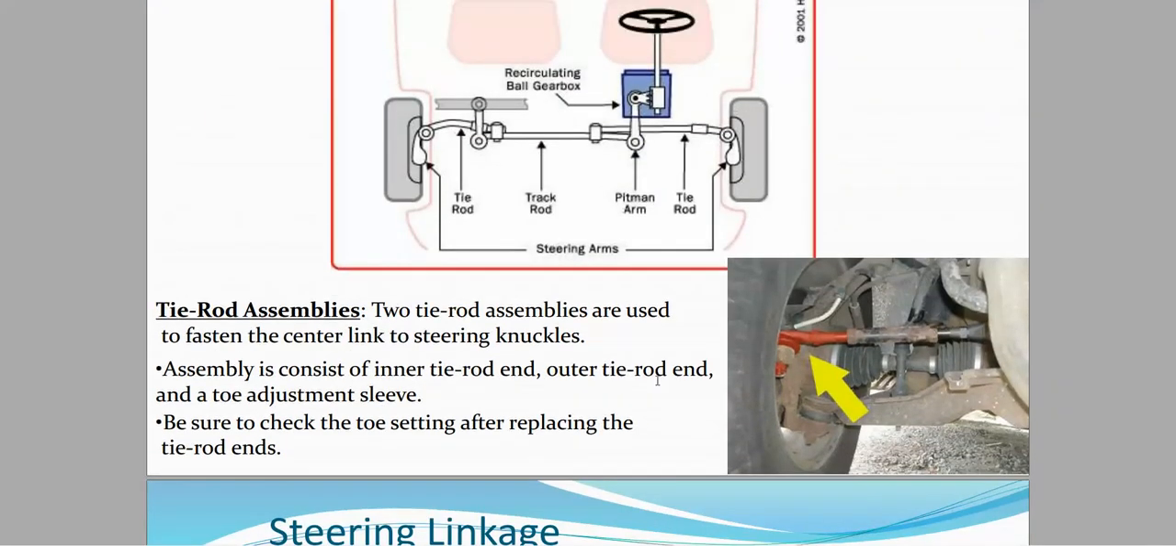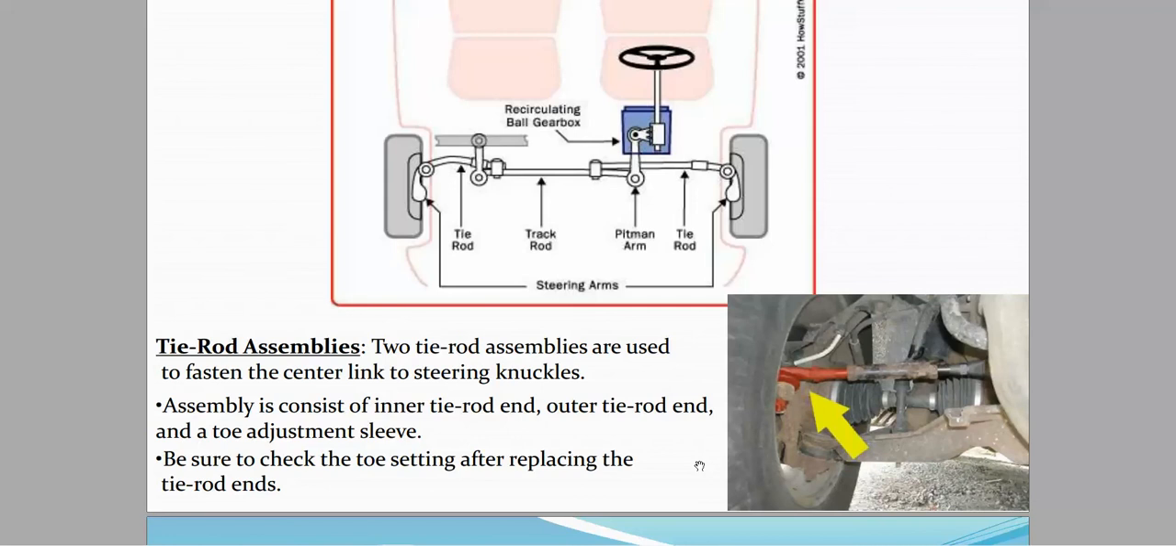Then we have tie rods. Two tie rod assemblies are used to fasten the central link to the steering knuckles. Assemblies consist of an inner tie rod end, outer tie rod end and toe adjustment sleeve. Be sure to check the toe setting after replacing the tie rod ends.